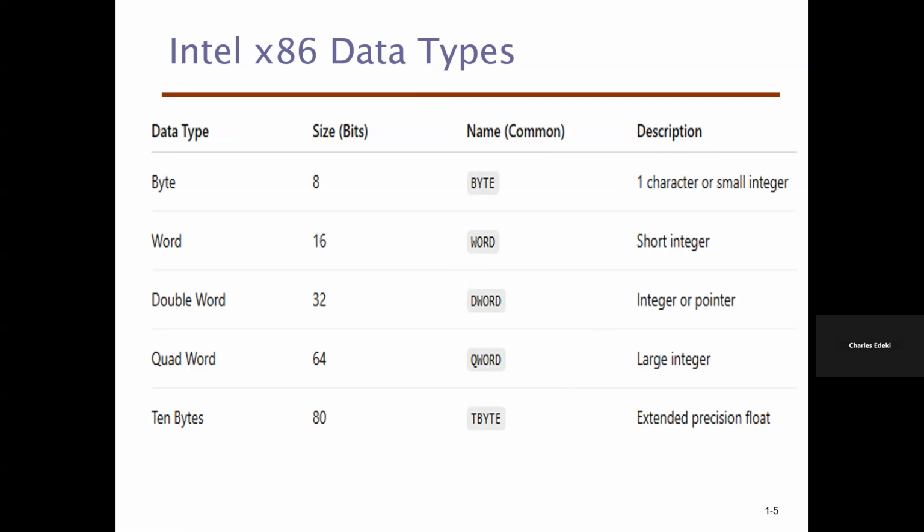So you can see byte, word, double word is 32, then quad word is 64 bits, then 10 bytes is 80 bits, which the name already tells us the size. We know a byte is 8, so 10 bytes will be 80. And we call it T byte. Double word, we call it D word. It can be an integer or it can be a pointer also.